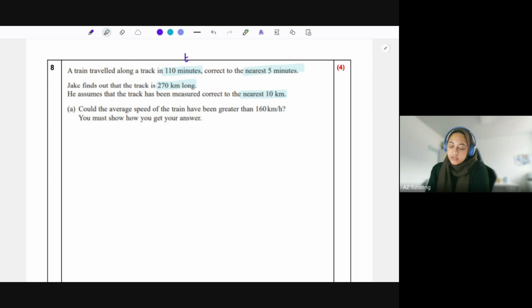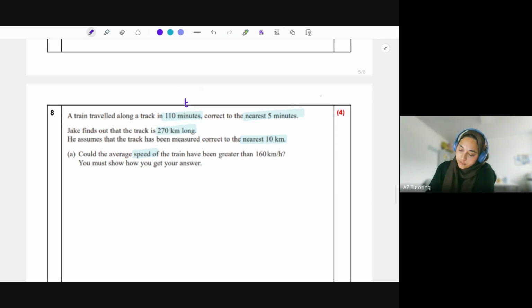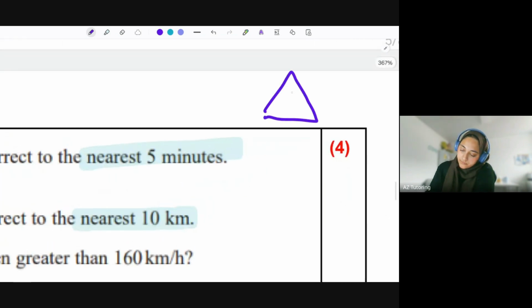Could the average speed be... so how do we work out speed? Speed is distance divided by time. So remember your triangle. Let me just put it over here. So distance, speed, time. It's in alphabetical order. So speed is just distance divided by time.